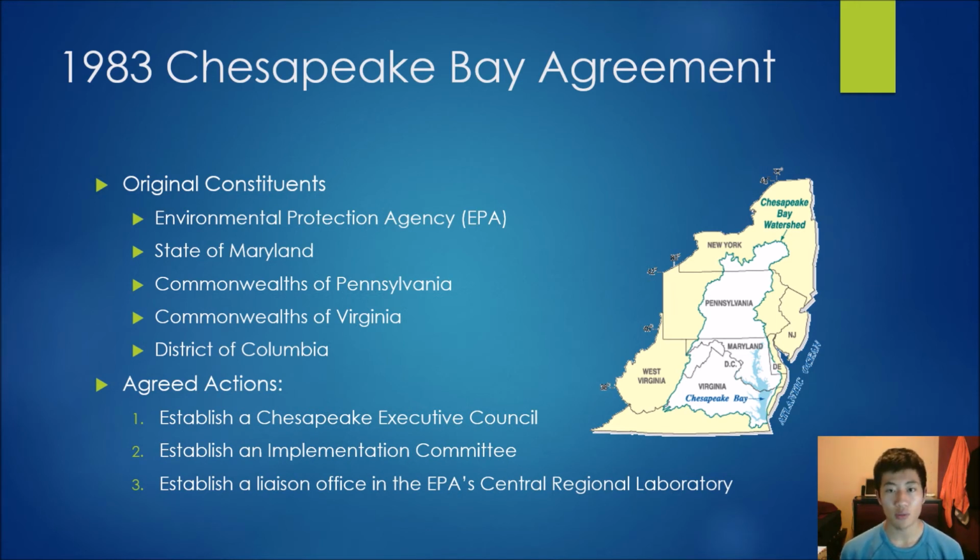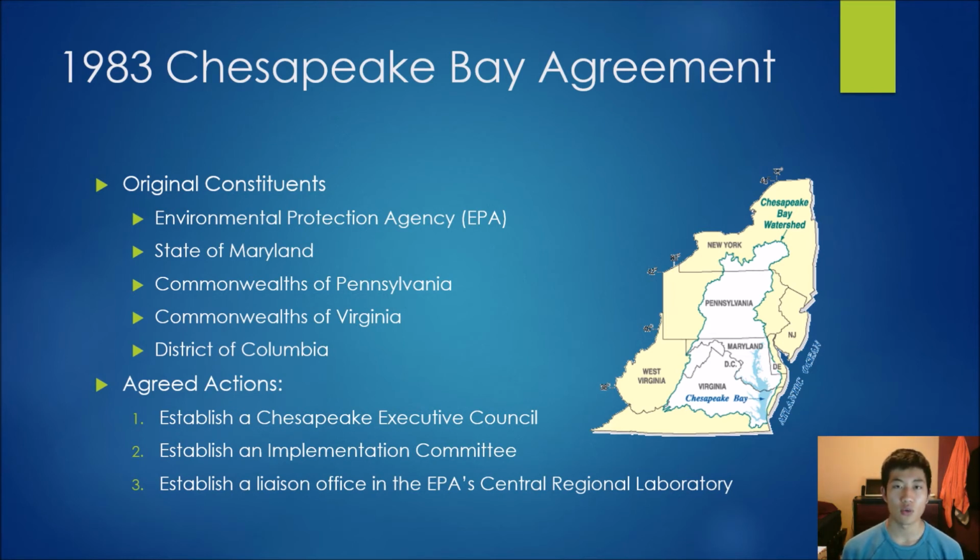More importantly, though, the agreement outlined 3 major actions. First, an executive council would meet at least twice a year to assess the implementations and plans to improve and protect the water quality and living resources. This executive council consisted mostly of mayors and governors, along with administrators from the EPA. As you might imagine, these would not be the people that you would want tasked with restoring your watershed.